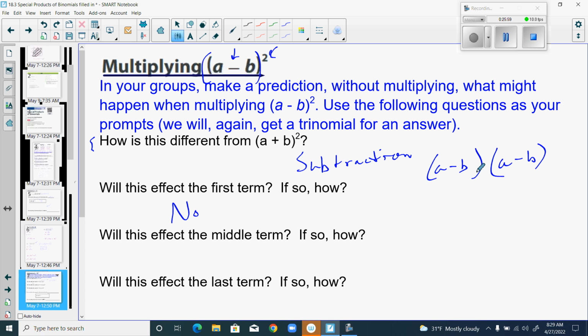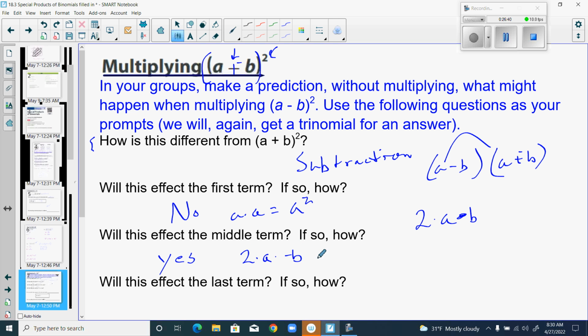Will this affect the middle term? The answer to that is yes, it will, because the middle term is supposed to be 2 times whatever a is times whatever b is. And the reason it's going to be affected is that b is now negative. So we can add the opposite here in both cases. Now b is going to be negative, so I will have not a positive 2 times a times b. It'll be 2 times a negative b, which is negative 2ab. So everything is essentially the same so far, except for now my middle term is going to be negative.